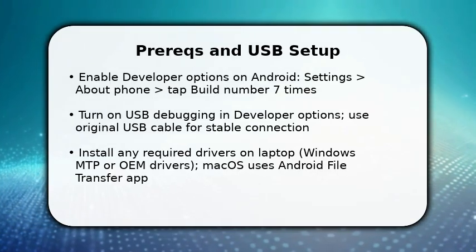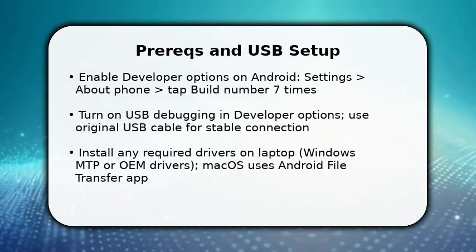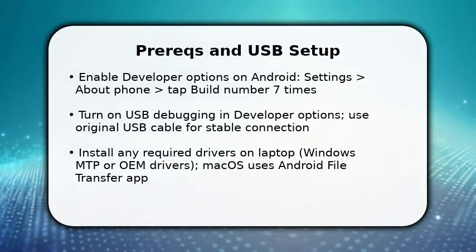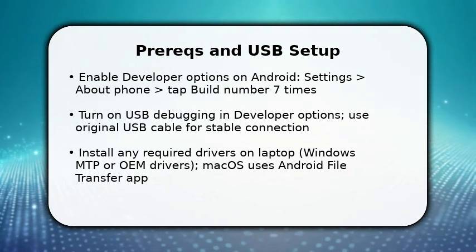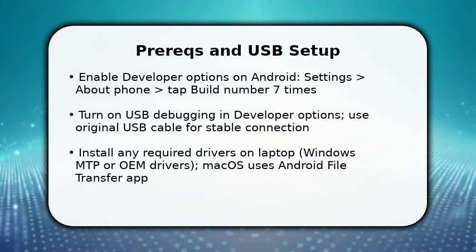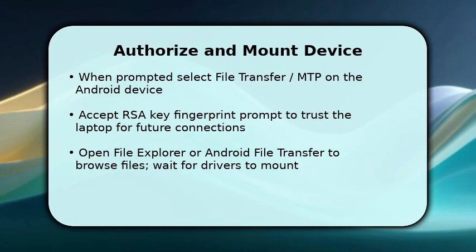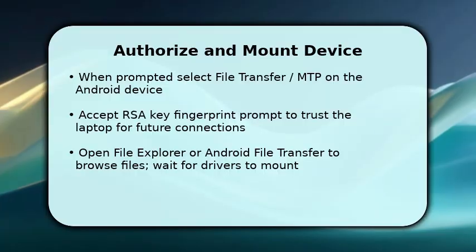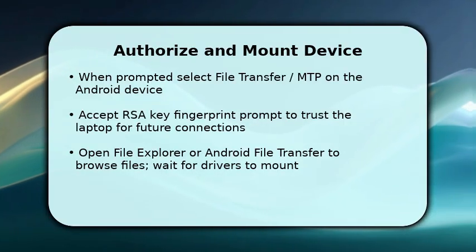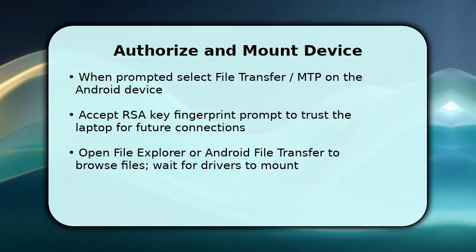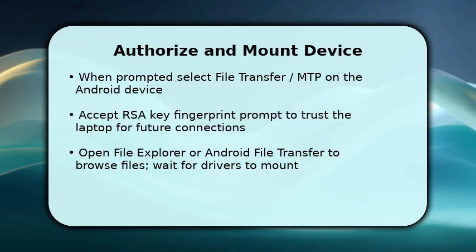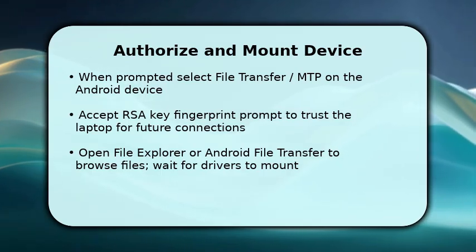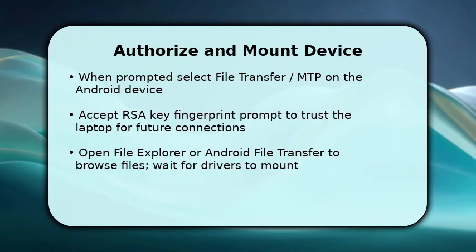Once done, plug the phone into the laptop and watch the phone's notifications for the USB mode prompt. Make sure you select File Transfer or Transfer Files rather than Charge Only. Once the device is physically connected and set to file transfer, you'll usually see an RSA fingerprint prompt asking to trust the computer. Accept it to allow debugging and file access. Make sure the phone screen remains unlocked while authorizing. Some phones refuse connections when locked.